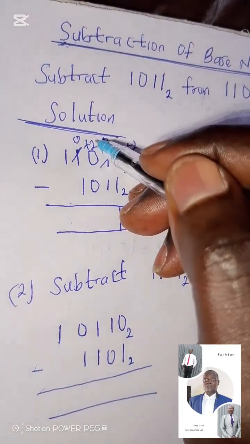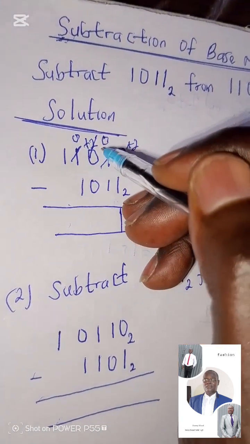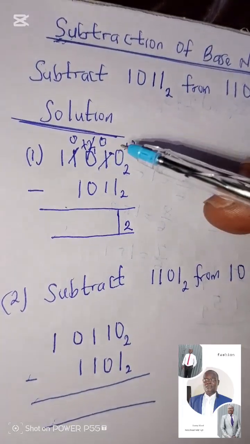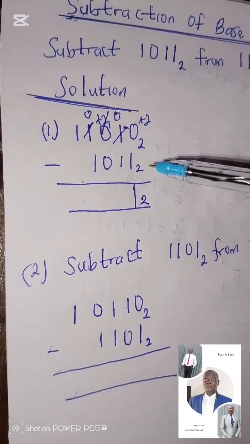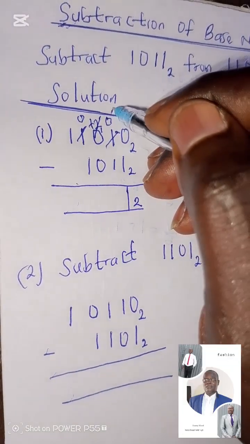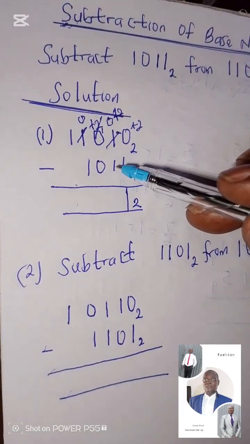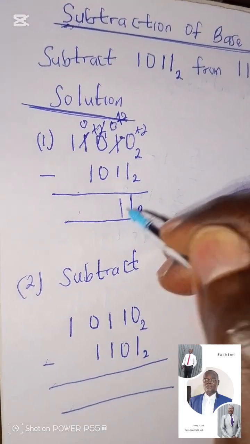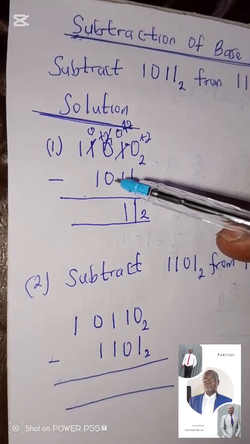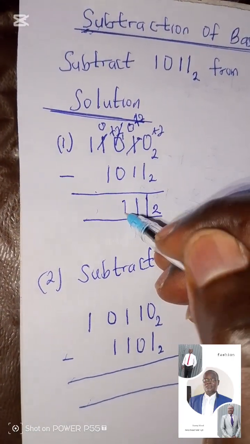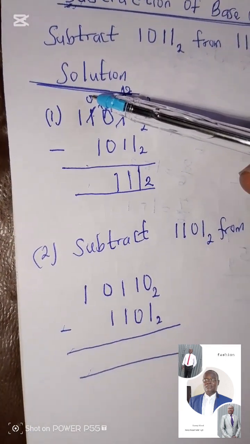You come and borrow from this 2 here, and when you take 1 from this 2, it will remain 1. So that 1 you borrow from here is equivalent to 2. That means you add 2 to this 0, so you have 2. 2 minus 1 here is now 1. Remember, we are left with only 1 here. And 1 minus 0 is 1. And you've already borrowed 1 from here, so you are left with only 0.